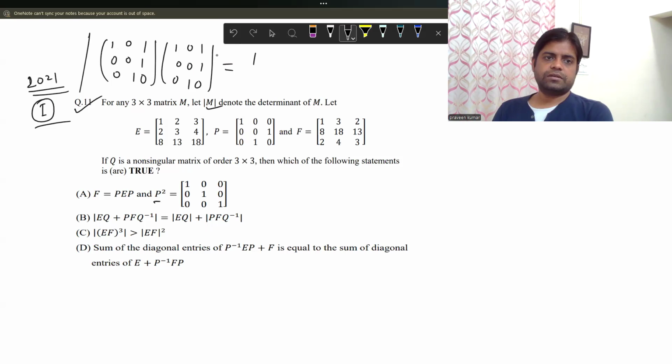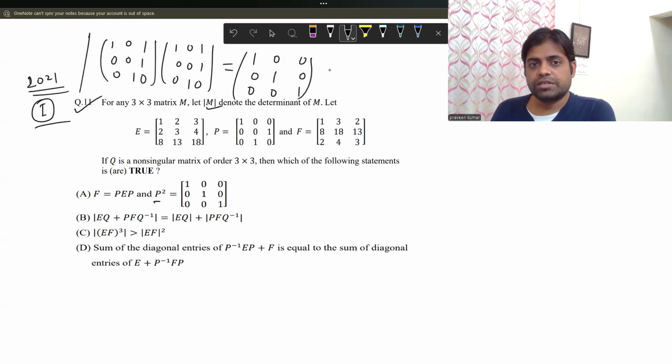This is just one. This 0 0 0 0. Just multiply it. 0 0 1, 0 0 0, and 0 0 0 0. This is this. You got what? You got an identity matrix I. So P square is this. You got this. Simple. So this is true.